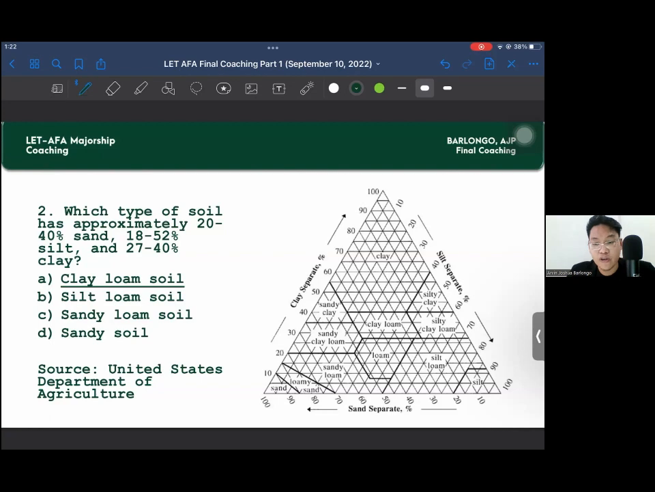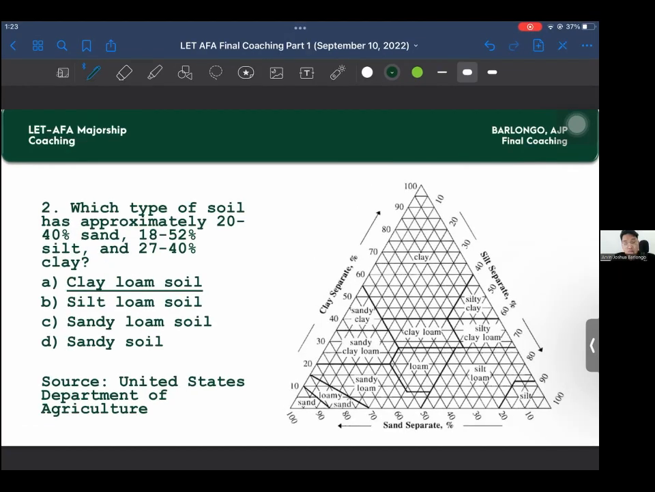Wait lang, nagkakaroon ng difficulty yung isang answer. Okay. So ito nasa gilid, ito yung tinatawag nating the soil type triangle.